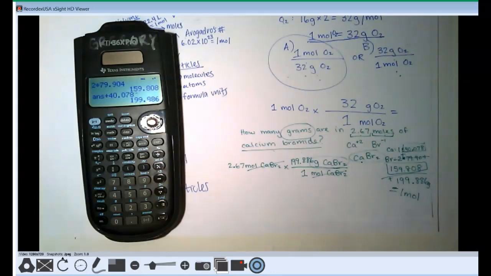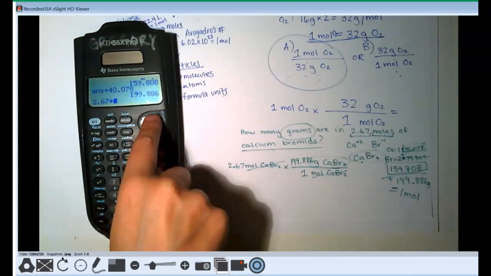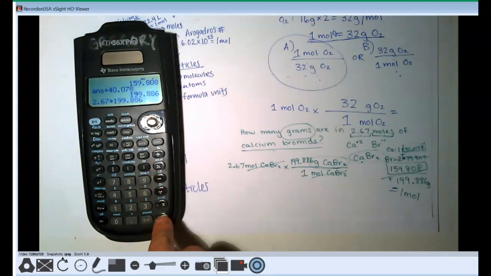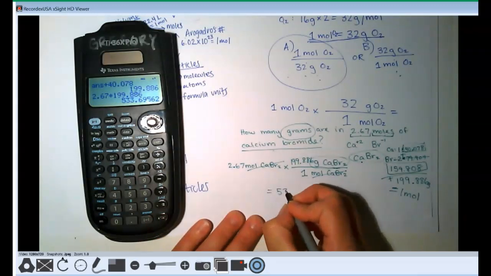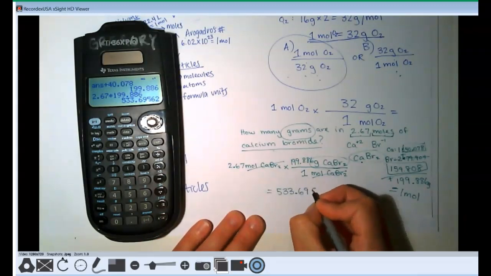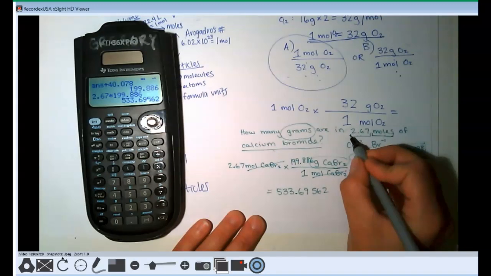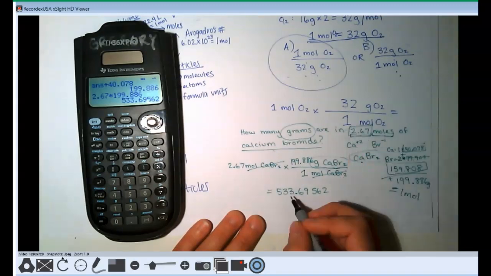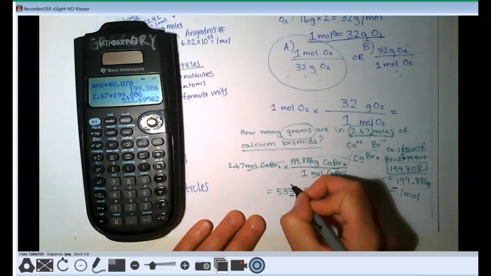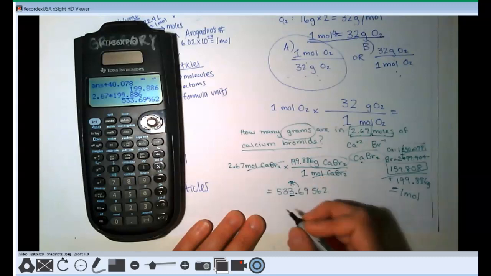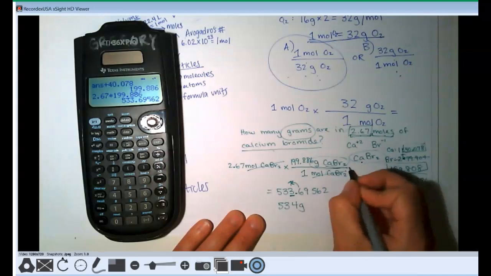So now we just have to type this in our calculator. So we needed to do 2.67 times 199.886. So I'm just going to take my previous answer. Alright, it gave me 533.69562. But I know I need to round to just 3 significant figures, because the problem has 3 significant figures in this 2.67. So 533, we're going to stop here, and the 3 is going to round up to a 4, because the 6 would make it round up. So we're going to round to 534, and our units are grams of CaBr2.